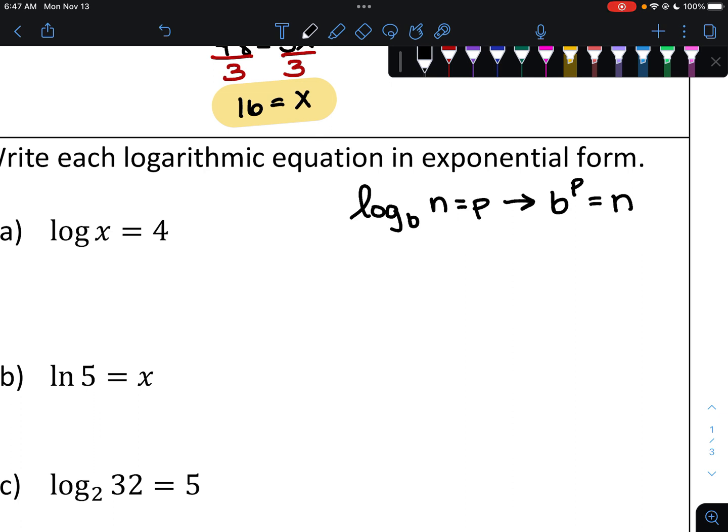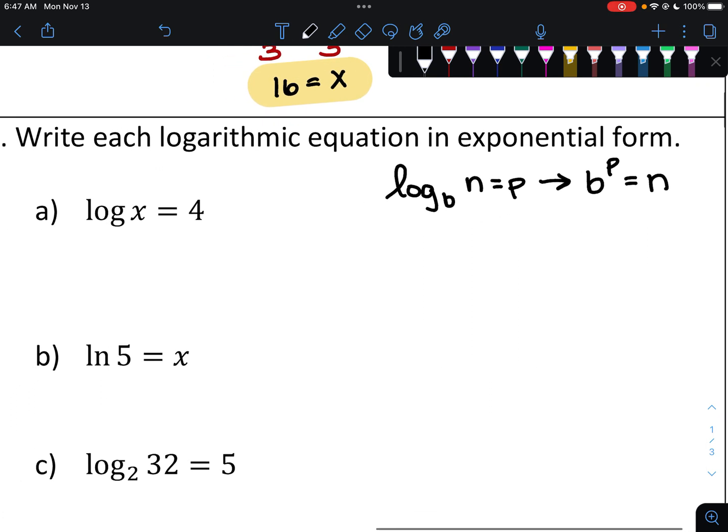So what we're going to do is identify all this. In letter A, the log x of 4, notice my log does not clearly have a base written. So we need to remember that that is a base 10. So I have 10 to the 4th power equals x. And that would be it for the switching it back and forth.